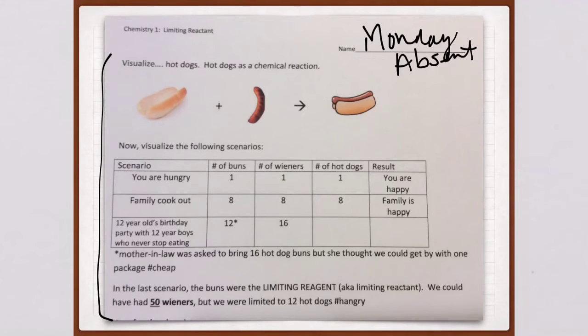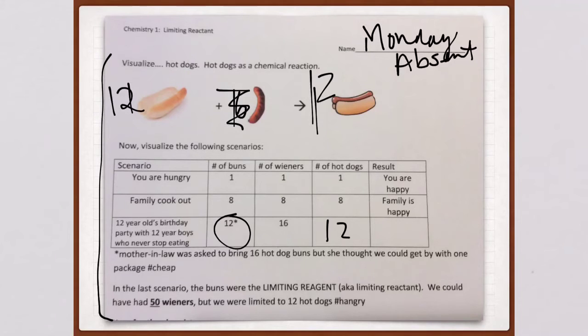I talked about a lot of hot dogs and grilled cheese, and the basic idea behind the whole thing was that if you've got one hot dog bun and one hot dog wiener, you're going to get one hot dog. However, even though you might have 16 hot dogs, if somebody only brings 12 hot dog buns, are you going to get 16 hot dogs out? No, you're not. You can only get 12 hot dogs. You are limited by the hot dog buns. It doesn't matter how many hot dog wieners you've got because you're limited by the number of buns you have.